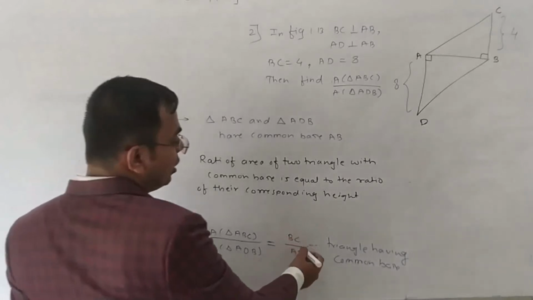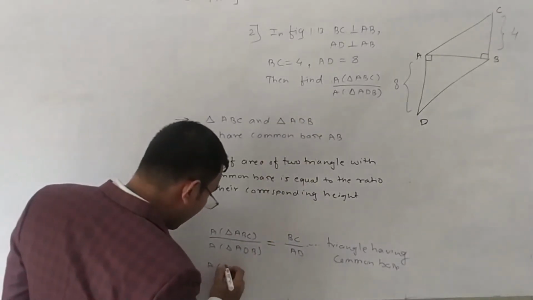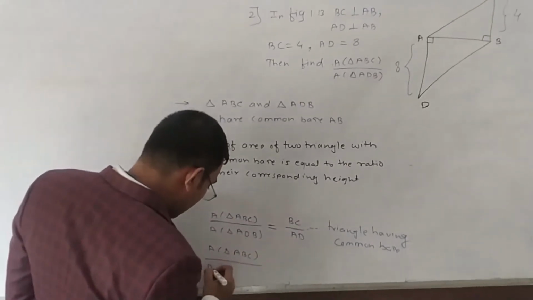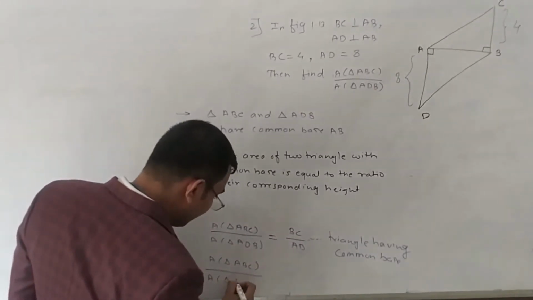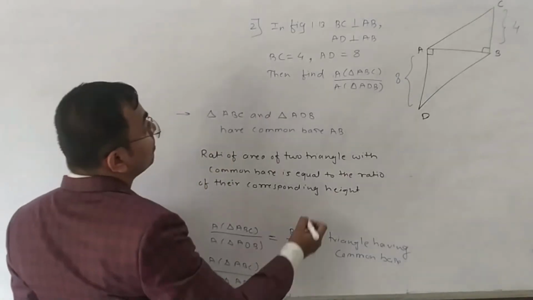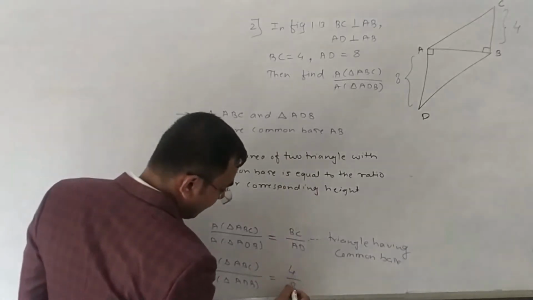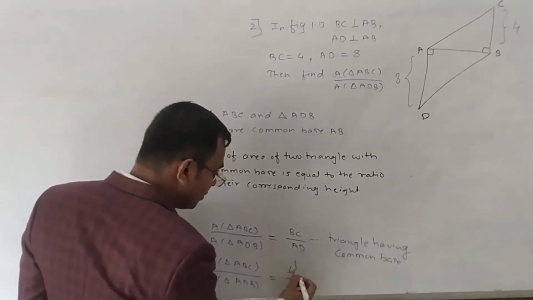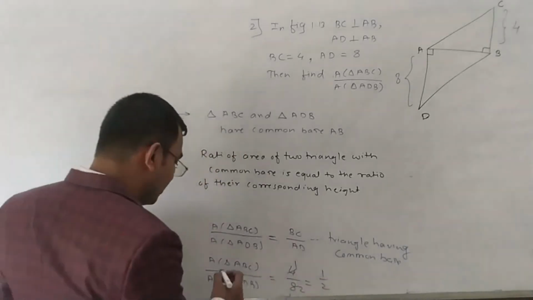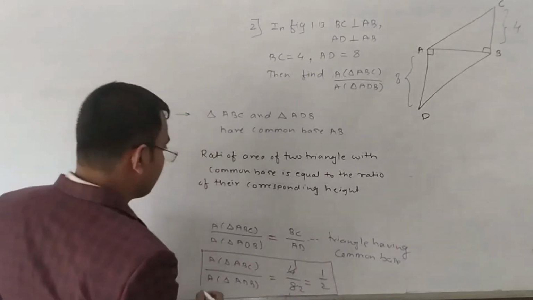So you know the value of BC and AD. Put that value. So area of triangle ABC upon area of triangle ADB is equal to BC is how much? 4. AD is how much? 8. So divide it. 4 1 is 4, 4 2 is 8. So 1/2. So this is our answer. Write down this.